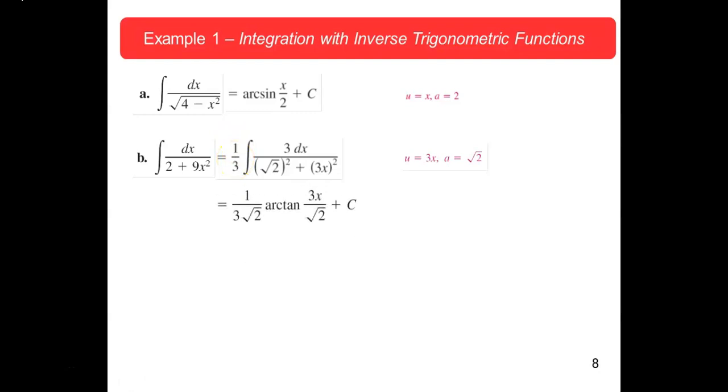And so that's just going to be equal to 1 over 3. Remember, this is where the a goes, 1 over a, but then the 1/3 was already there, so we multiply those together. It's 1 over 3 square root of 2, and then arctan. Remember, the a was square root of 2, and then this was what our squared variable was. It was 3x. So it's 3x over square root of 2 plus c.